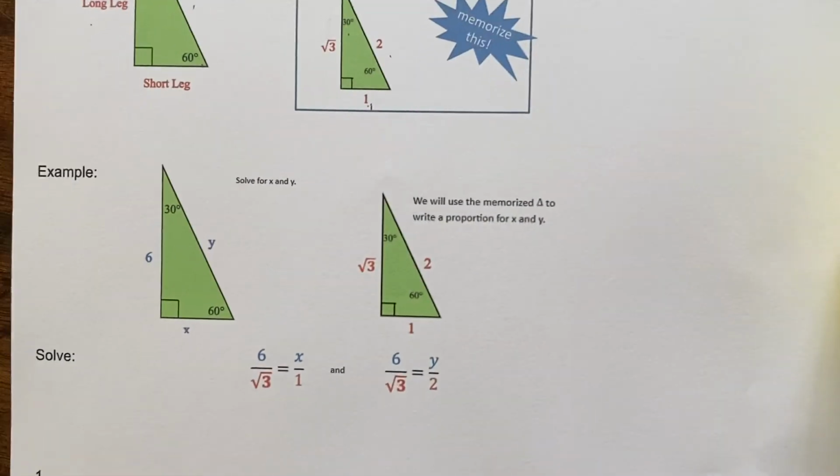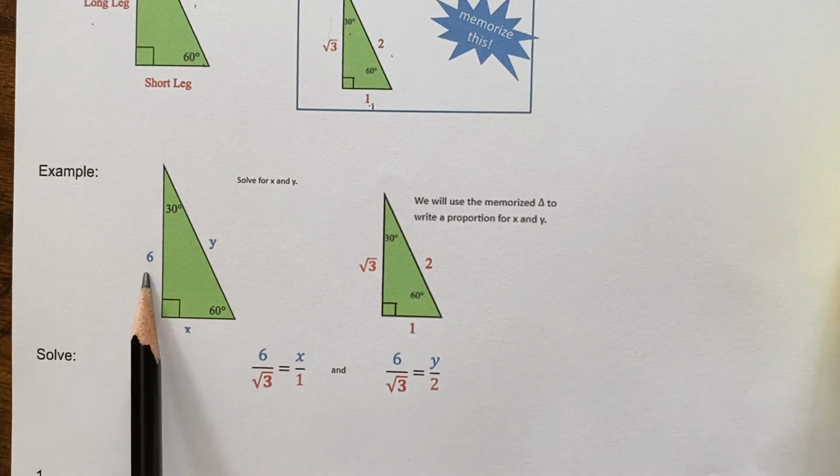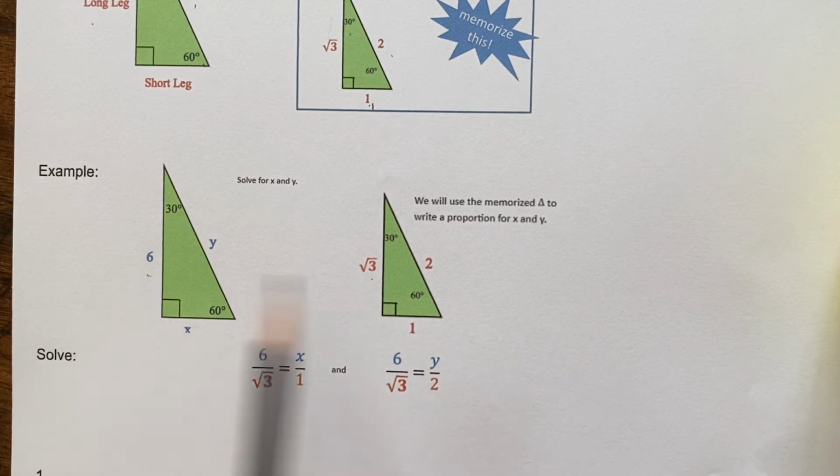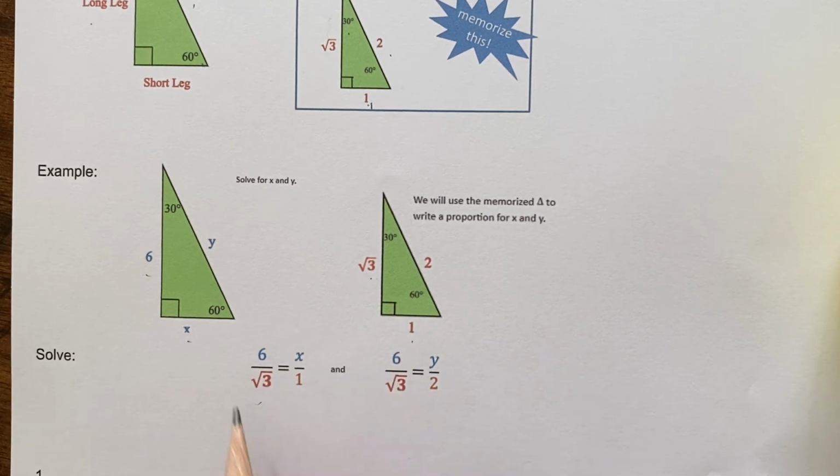Okay, so we're going to set them up here. You can see this one's set up for you. Long leg to long leg, 6 to radical 3. Short leg to short leg. Okay, and again, you would cross multiply. 6 times 1 is equal to square root of 3 times x, and then divide.